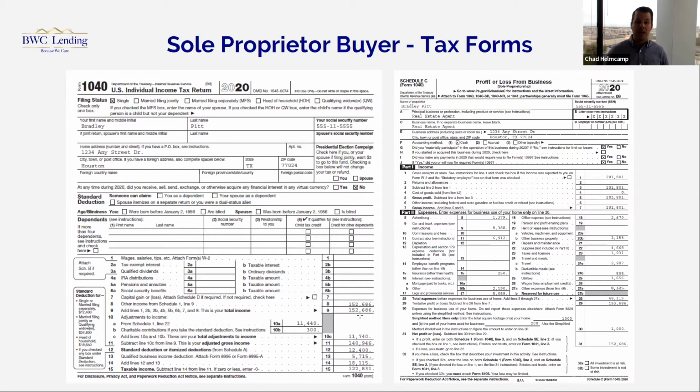So whenever I ask my agents or clients how much did they make, I'm asking about the 152. I'm not asking about the 201. 201 is what you generated in revenue. 152 is what you were taxed on. That's what matters to me. Okay.